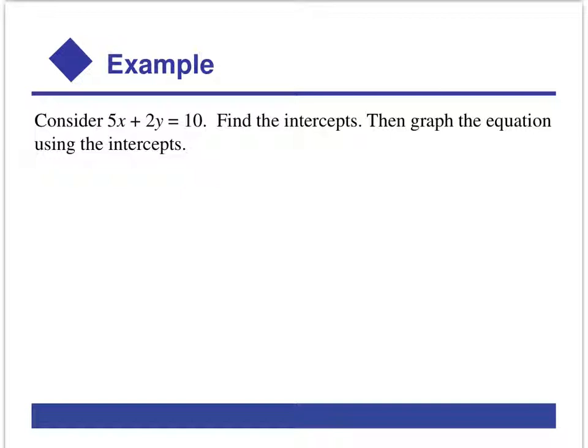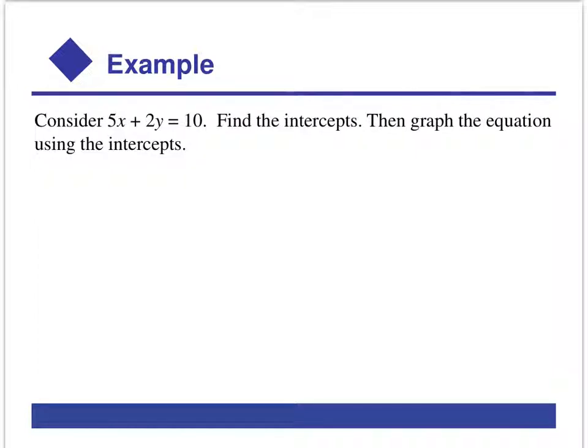So it says, consider 5x plus 2y equals 10. Find the intercepts. Now when you see this, this is going to be a fast way of graphing. So you can do a couple of different things. The first thing is you want to solve for y and you want to solve for x. That tells you where it's going to cross some points.